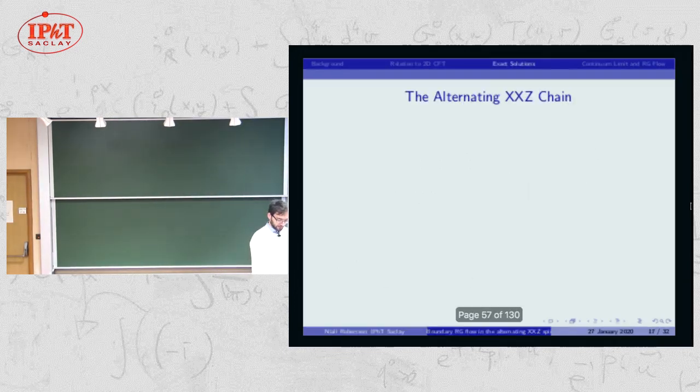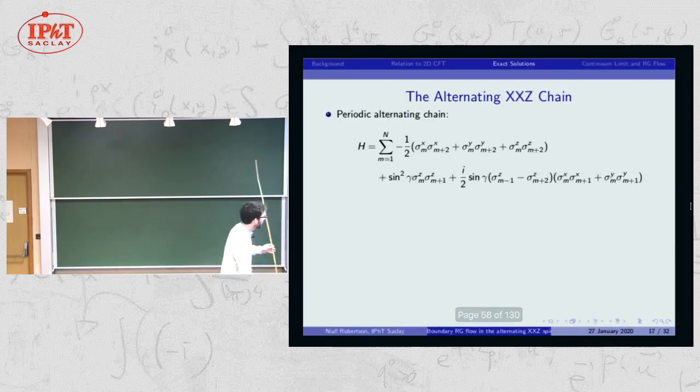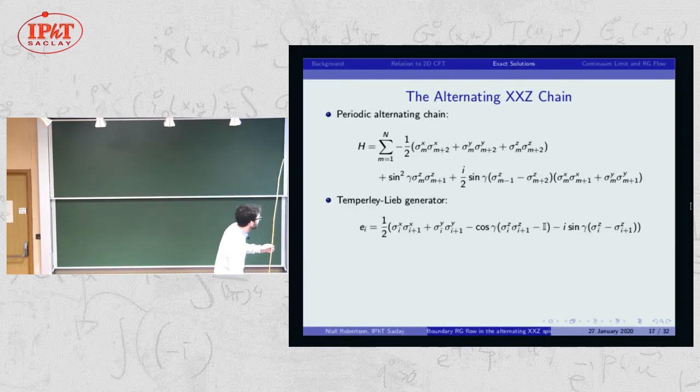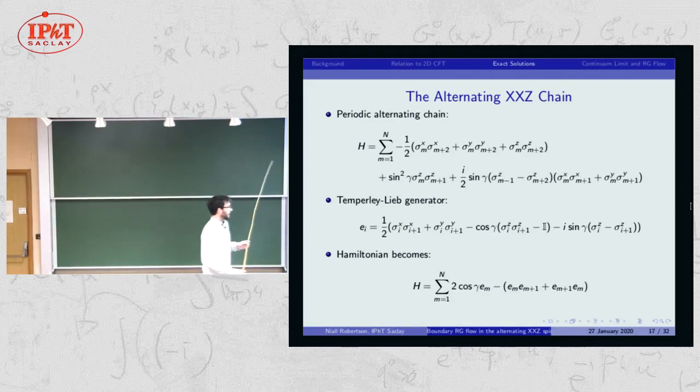Okay, so I'm going to say all of that a lot slower for the rest of the talk. Let me reset and repeat what I said to introduce this chain again. This is the Hamiltonian written in terms of Pauli matrices, in terms of the Temperley-Lieb generators. With periodic boundary conditions, so without the boundary term, we have this, and this gave us the continuous spectrum. I'm just repeating myself, which is why I went through this slide very quickly.